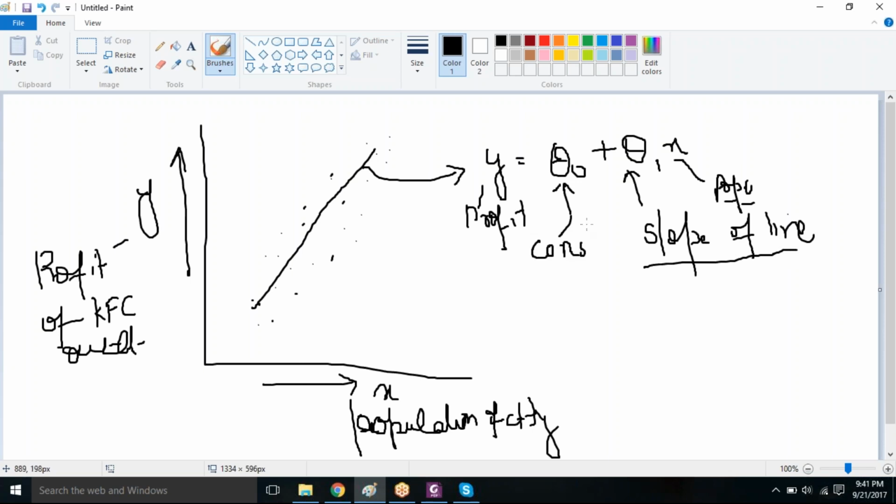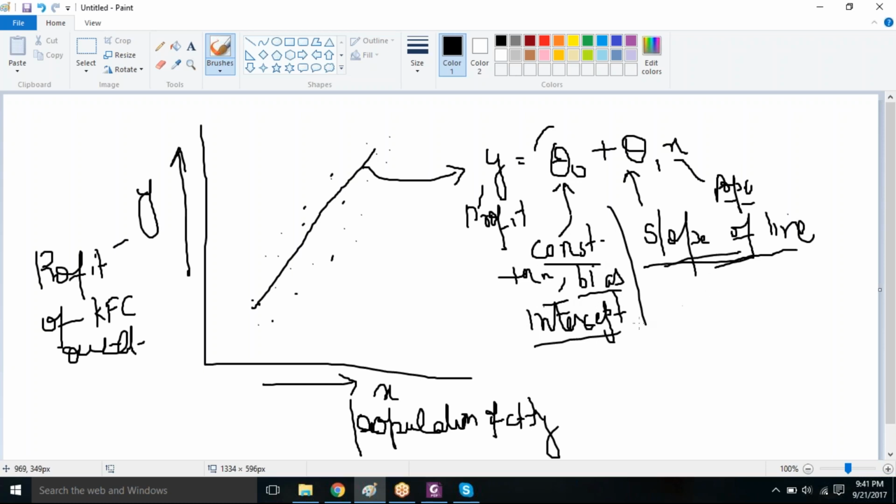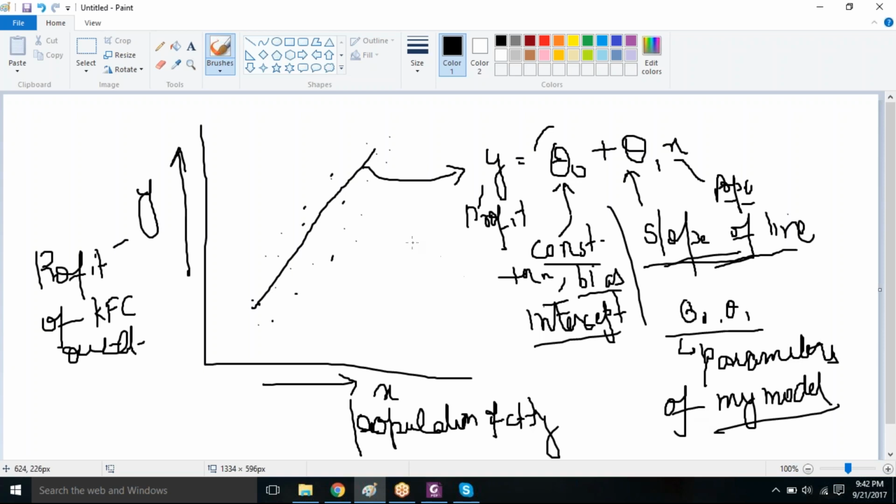And this theta naught is basically the constant term, c basically. This is also called bias sometimes. So this is the slope of the line and this is the constant term or bias. This theta naught is also called intercept. So either you say intercept or bias or constant term, fine. This is called the slope of the line. So these two, theta naught and theta 1, are called parameters of my model. I have to find the line. Basically, I have to find the best theta naught and theta 1 which can fit this data.